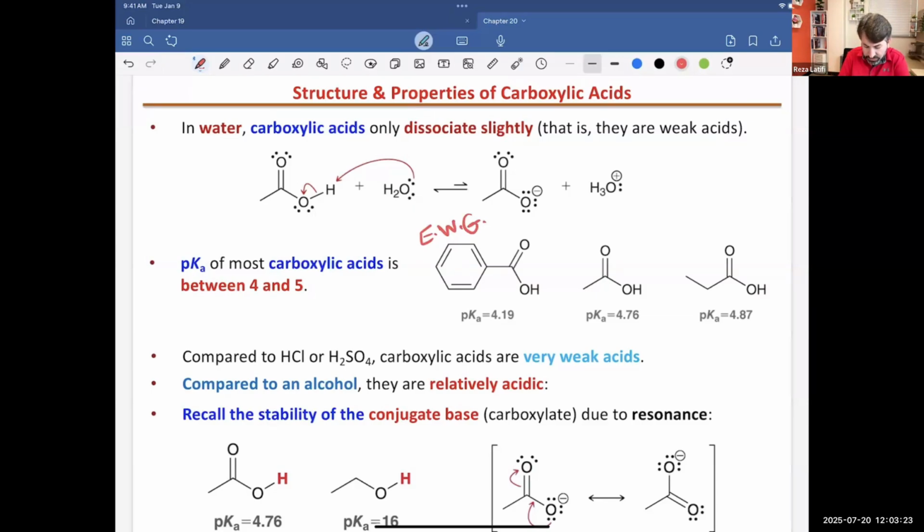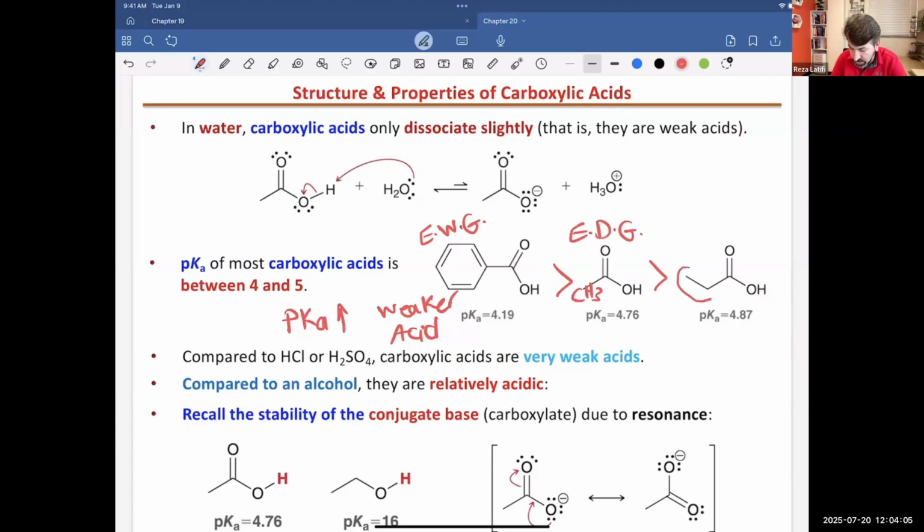Remember, if pKa goes up, that means we get a weaker acid. So from left to right, the pKa is going up. That means this is going to be stronger. Benzoic acid is stronger than acetic acid, and then the last one. What's the reason behind it? I have an electron withdrawing group, a phenyl ring, and then I replace it by CH3. This is CH3. This is an electron donating group. So I switch from an electron withdrawing to an electron donating group.